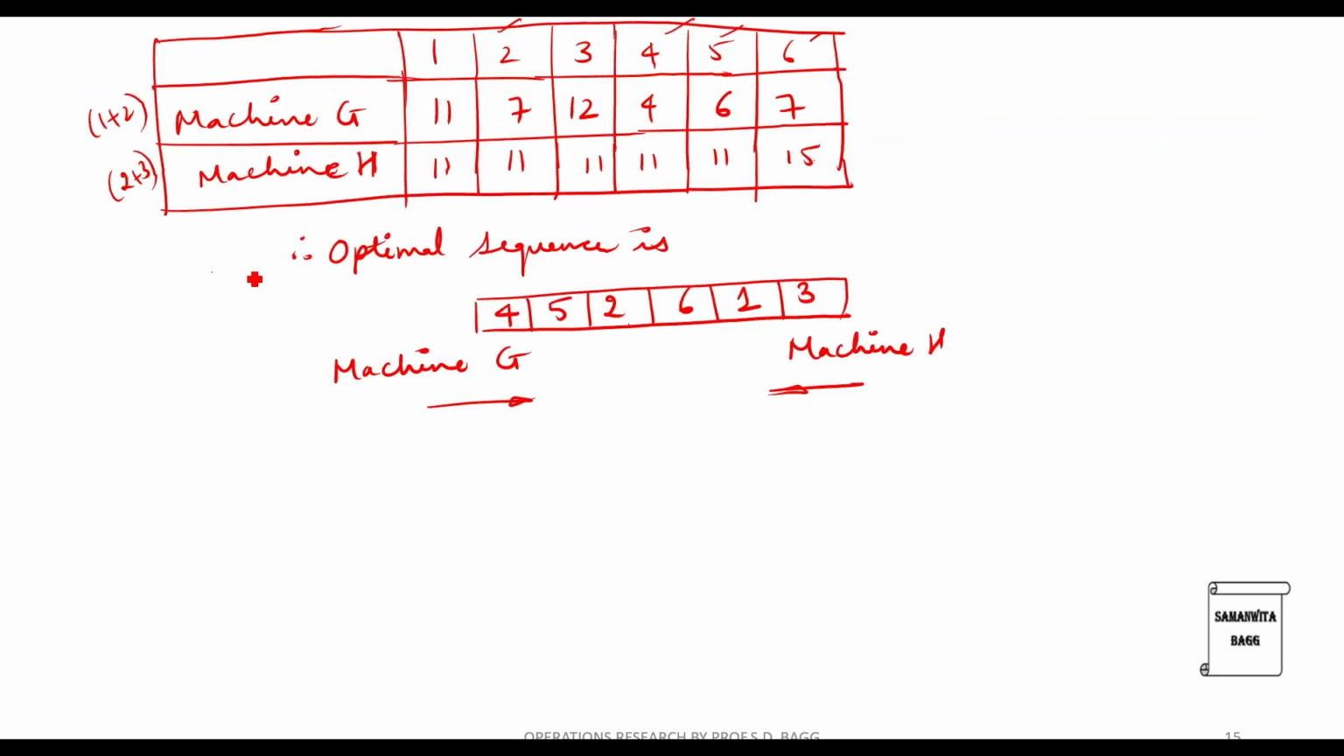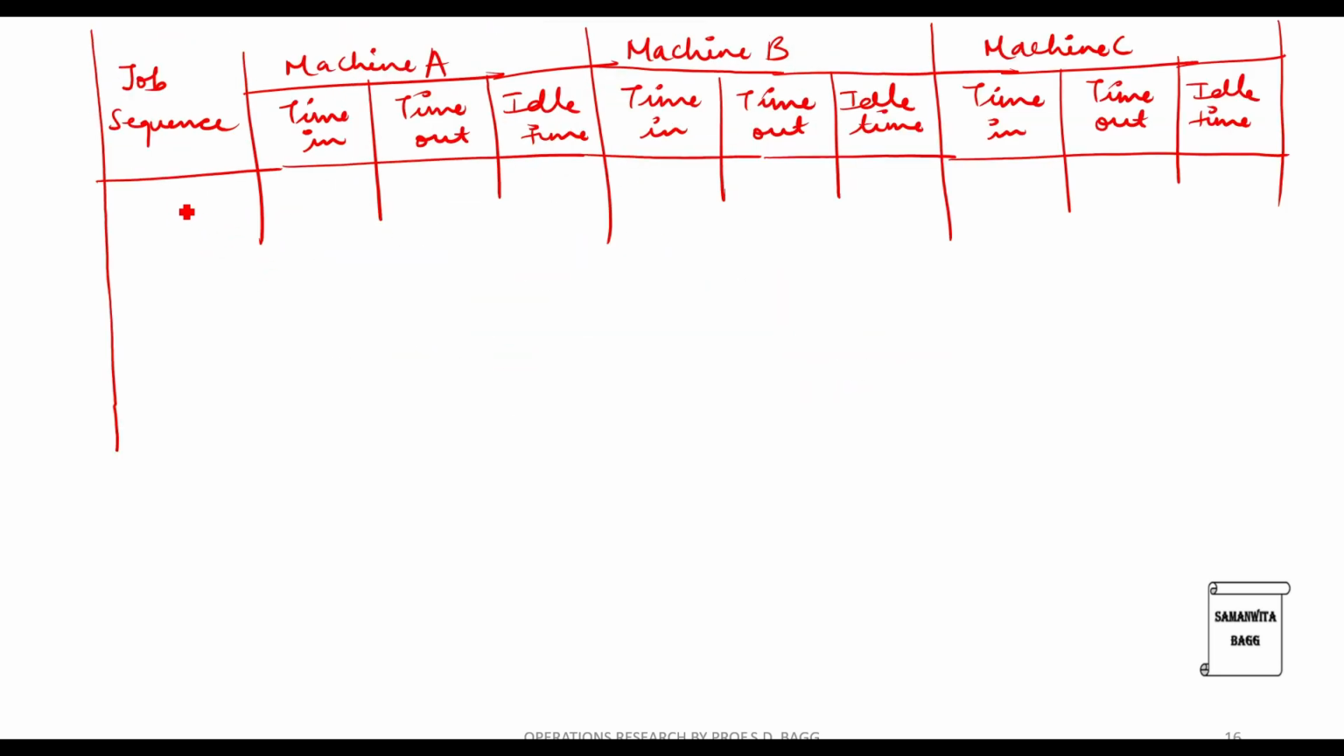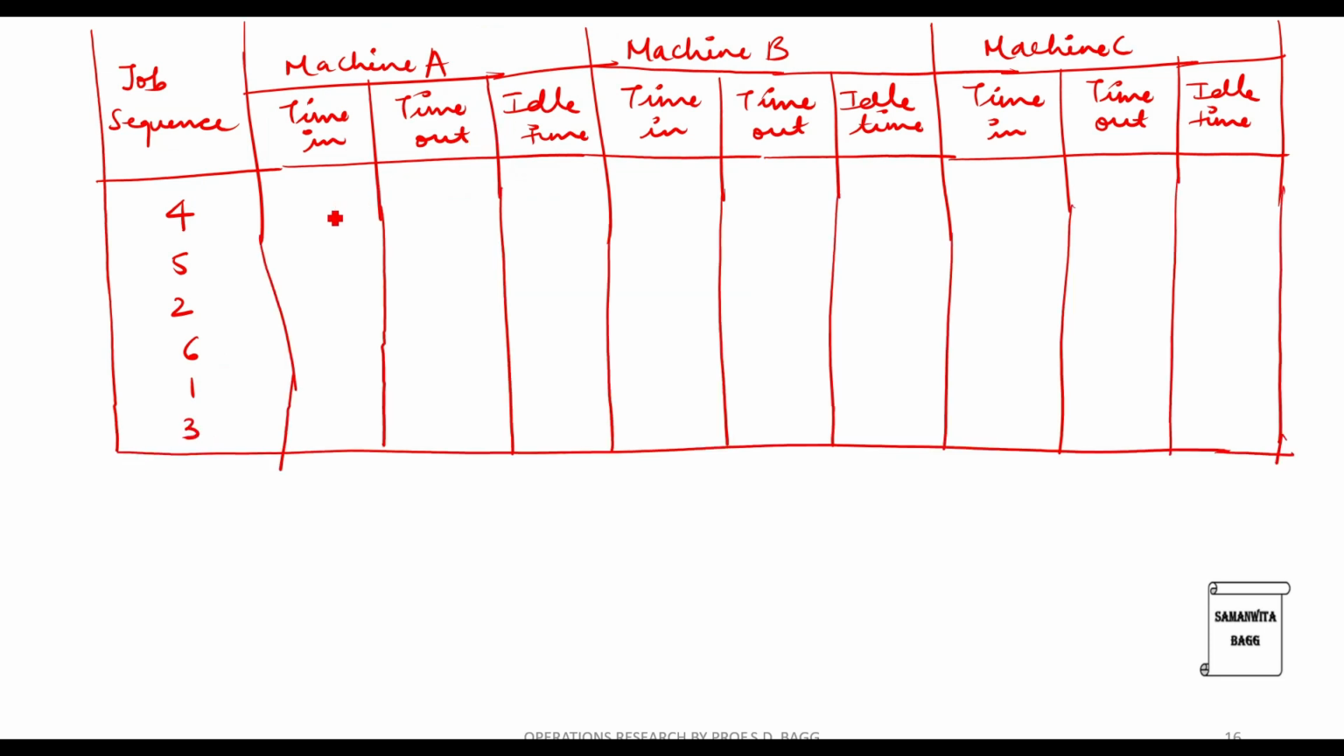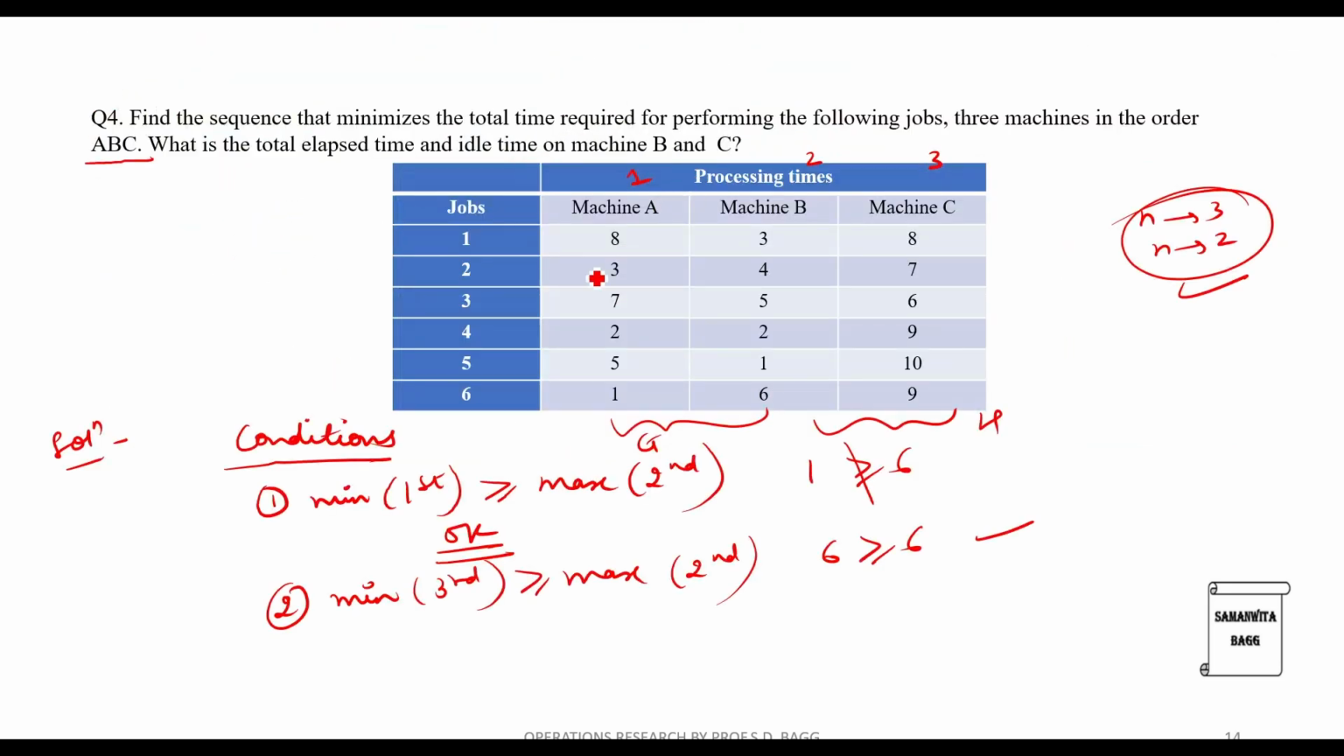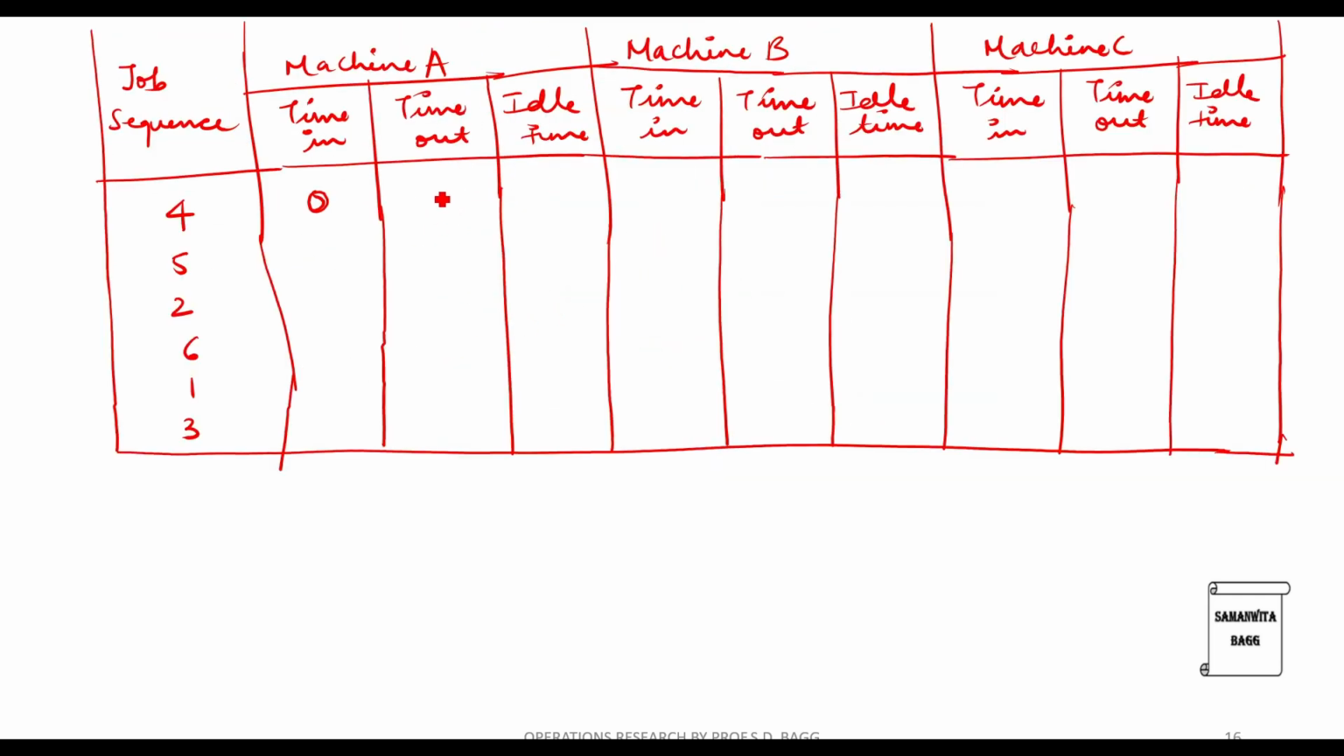Now let's write down the job sequence. It is 4, 5, 2, 6, 1, 3. So we'll start with machine A. This value will always be 0 at the start. This is 4. So the fourth job on machine A has time 2. So this will be time out 2. And there is no idle time. Actually, for the first machine, there is generally no idle time because it is the one at which you start with your work. Then this will go to 2.